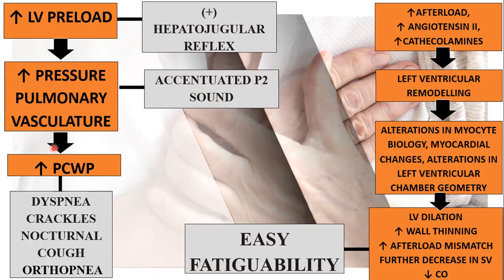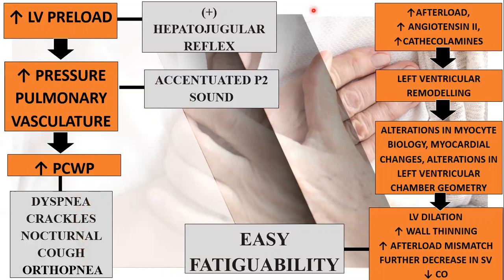Okay, next is the increase in pulmonary capillary wedge pressure. This would now explain the manifestations as dyspnea, crackles, nocturnal cough, and orthopnea, as the lungs are drowned in fluid, okay? So these are all manifestations brought about by excess fluid retention in the lungs, okay?